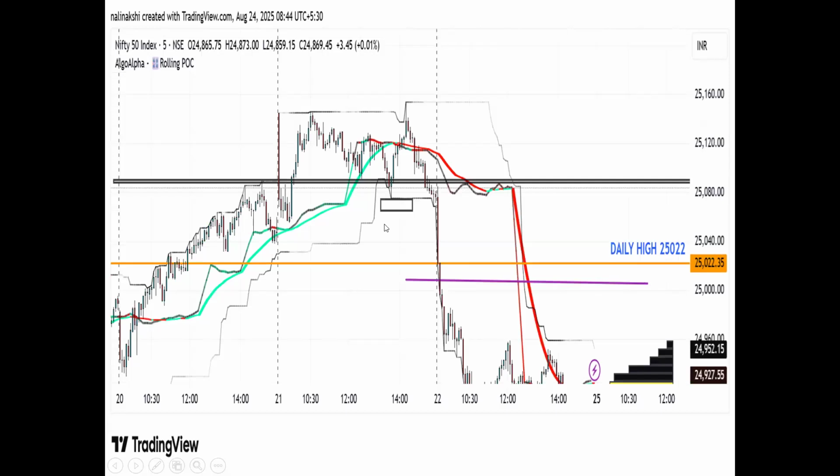Whereas here, I have just applied the Algo Alpha rolling POC volume profile. It has indicated that the price has rejected from this POC in that time frame window and started moving down. You could have taken a position and held it, and it has plotted a red line. These are the beautiful things which have been coded by Algo Alpha. And the trend with green, trend with red is also plotted.